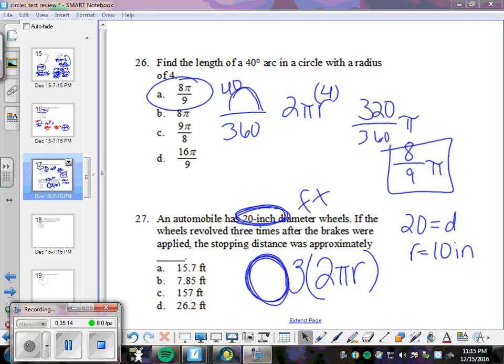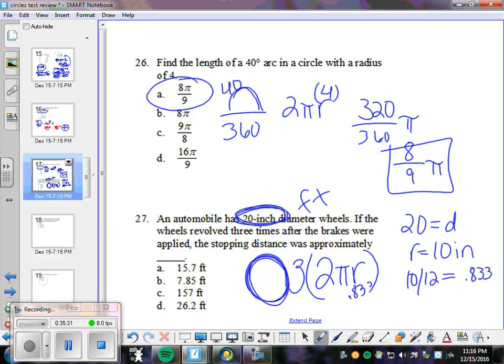Okay, so when you take 10 inches to make it feet, you get 10 divided by 12 equals 0.833. So you're going to plug that in for your radius. And when you multiply 3 times 2 times pi times radius, because you are going to use pi this time, you get 15.7 feet. Okay, 15.7. All right.